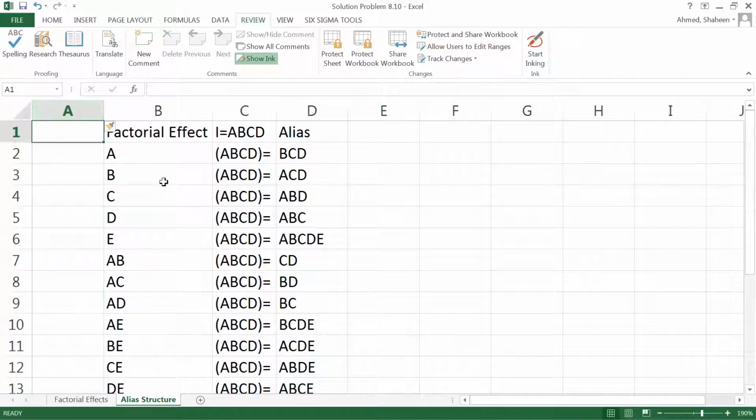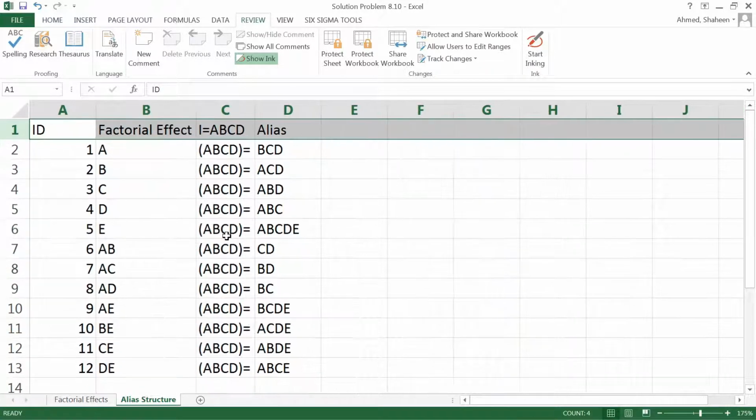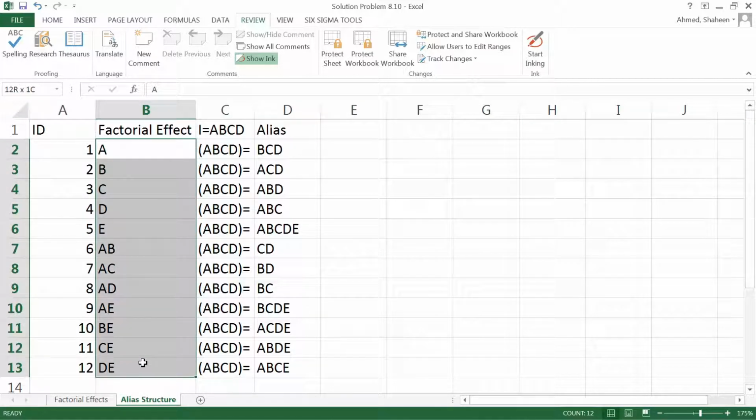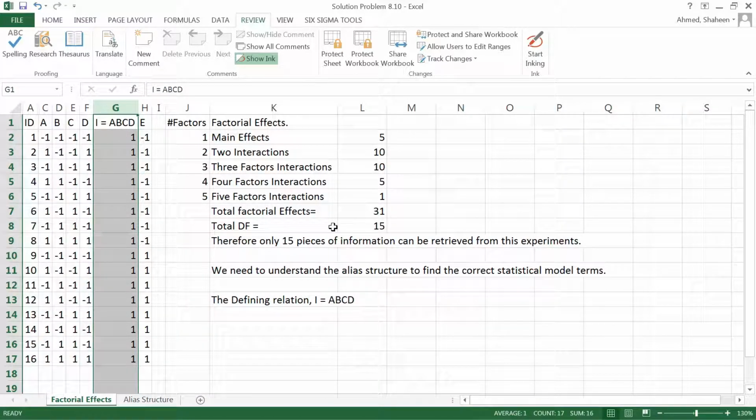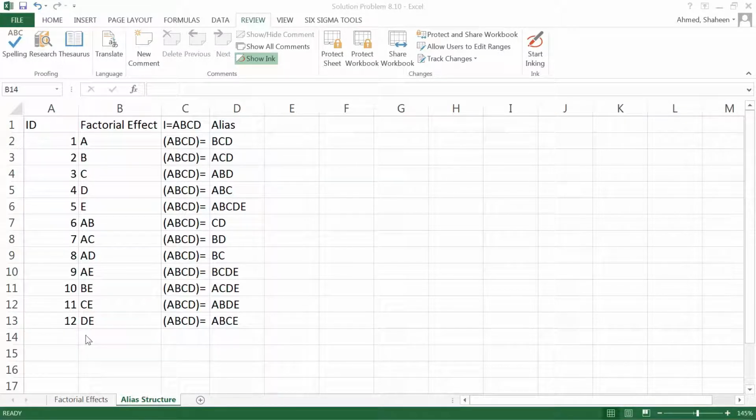So insert an ID column, so I can count how many of them very quickly. 1, 2, 3. I really don't know why Excel starts with 1. Typically in column 1 you have some kind of heading. So here we have 12 here, and then we got 31 effects here. However, only half of them can be estimated. So as long as we have 15, we should be good. So I need 15 distinctive effects.